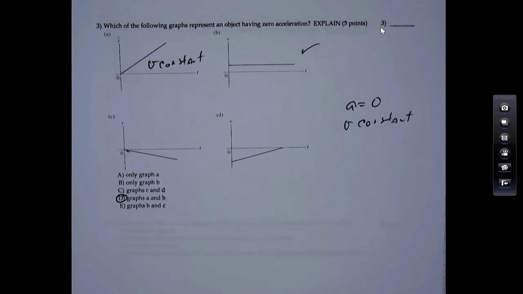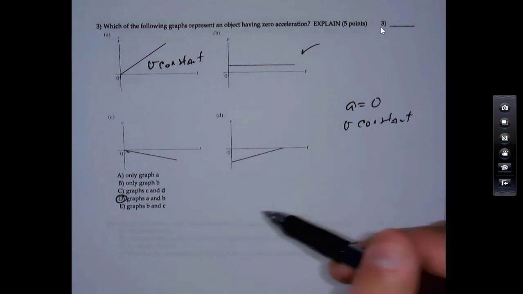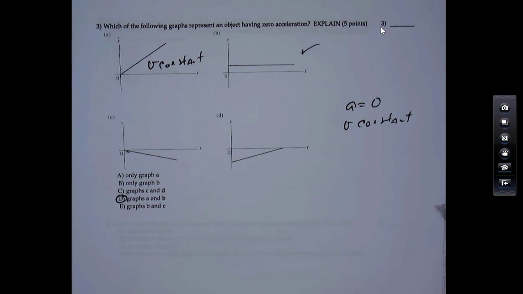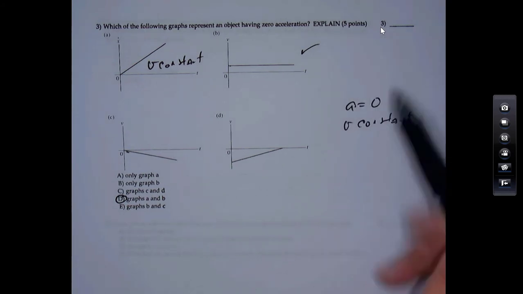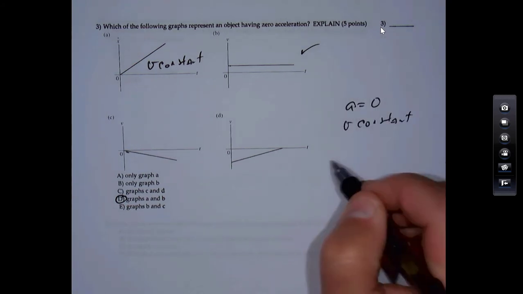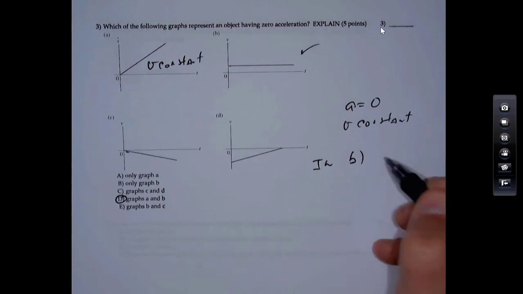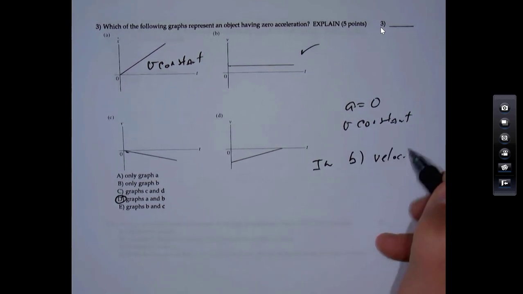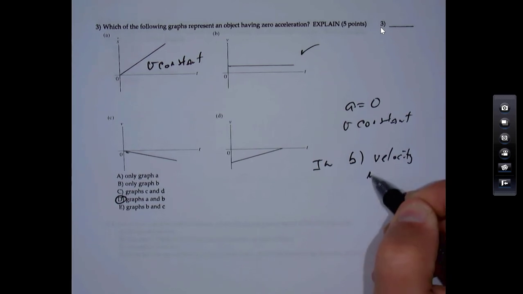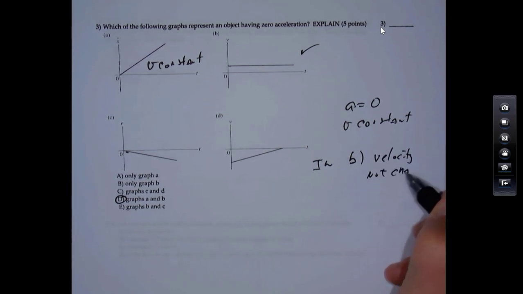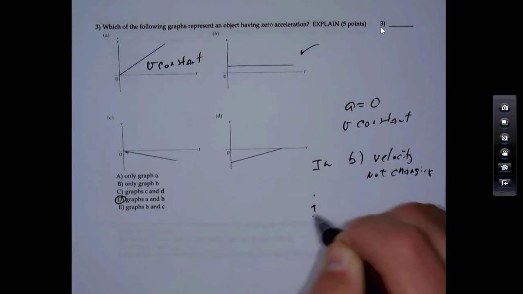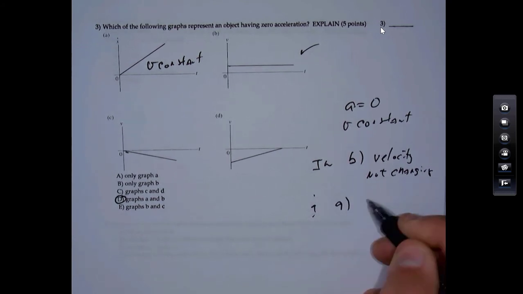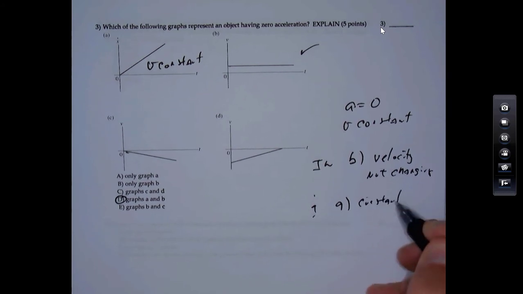Okay, and again, even this kind of problem you can get partial credit. Now as far as explain goes, you could do this with equations, you could do it with words, a combination of those. I would just say zero acceleration means constant velocity. In B, velocity is not changing. And choice A means constant velocity. Something like that. Okay.